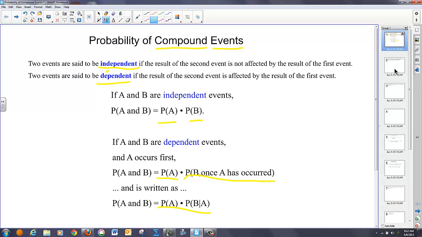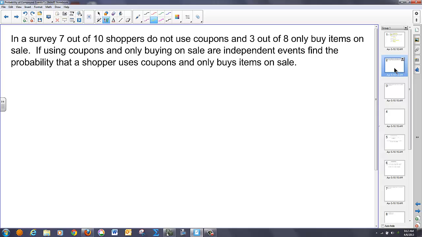So let's calculate a couple of these probabilities. Now we've got a survey where 7 out of 10 shoppers don't use coupons and 3 out of 8 only buy items on sale. Now this is a problem where you're going to have to read carefully. It says if using coupons and only buying on sale are independent, we want to find the probability that the shopper uses coupons and only buys items on sale.